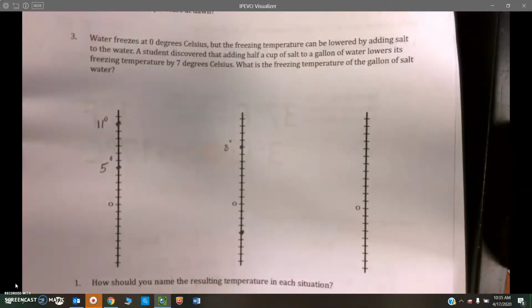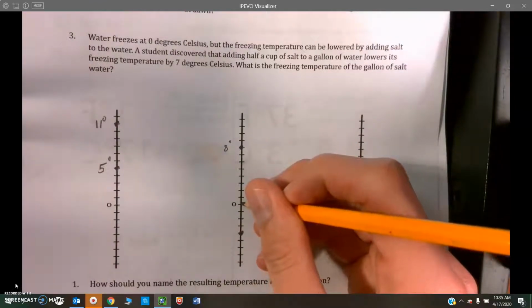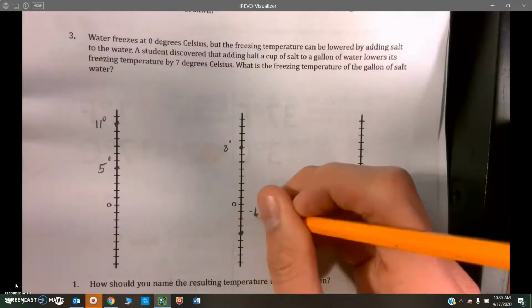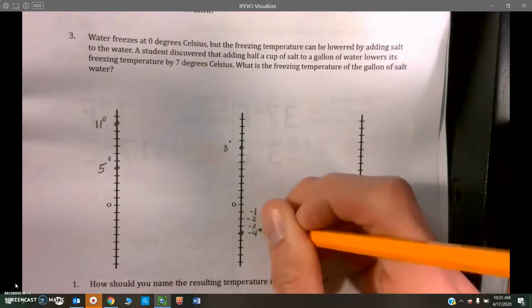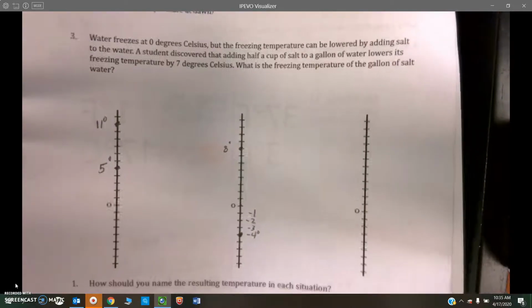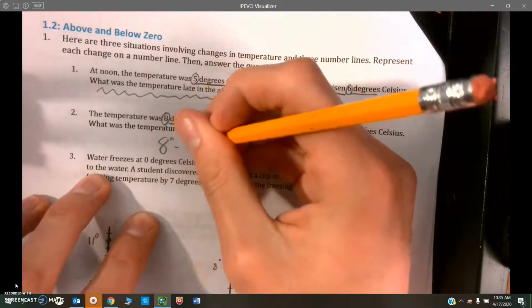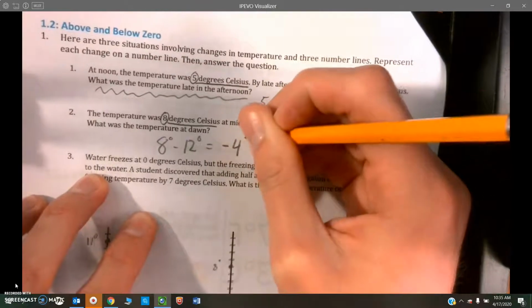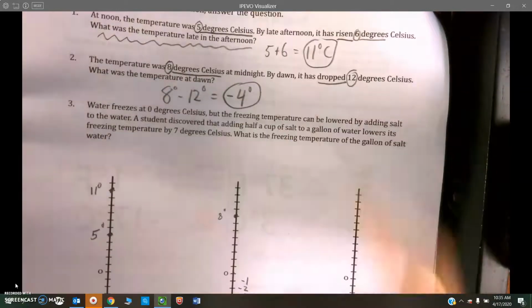What temperature is that? Okay, so if I'm at 0, and now I'm going down, this would be -1, -2, -3, -4 degrees Celsius. So 8 degrees minus 12 degrees is -4 degrees Celsius. So that means 4 degrees below 0.